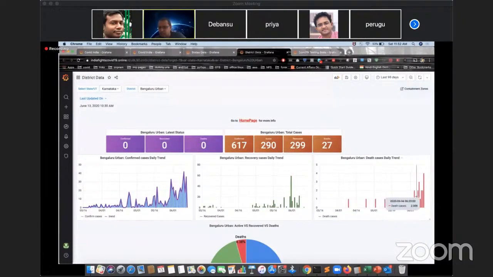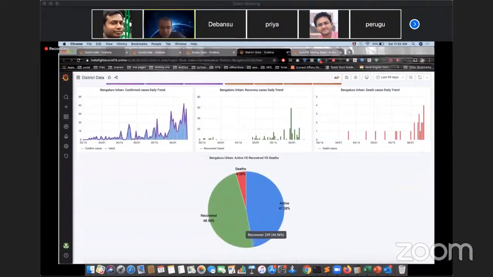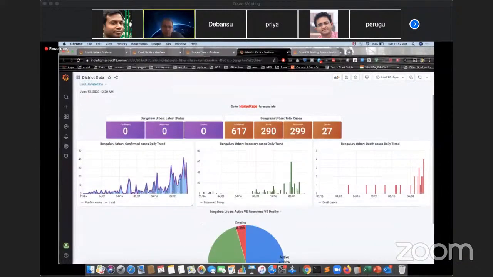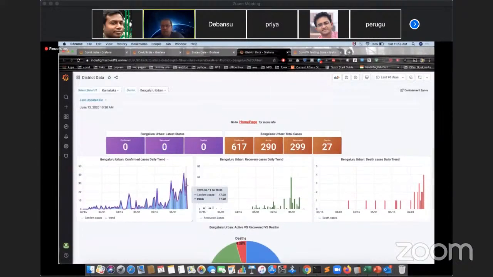And then this is the number of patients who lost their lives to COVID-19. So if you see here, again we have a pie chart which says how many recovered, how many active. Initially this recovery rate was 60-70%, but it has come down to 48% because of the new cases. So now, apart from this, the main thing for which we started this was the containment zone.